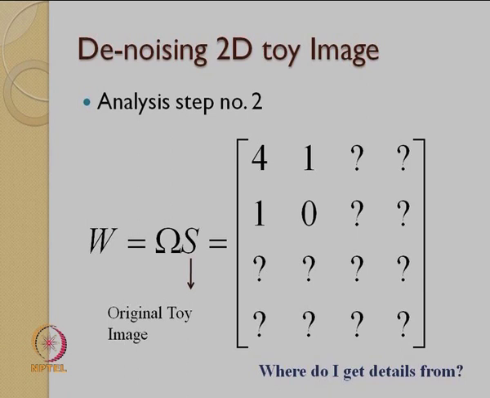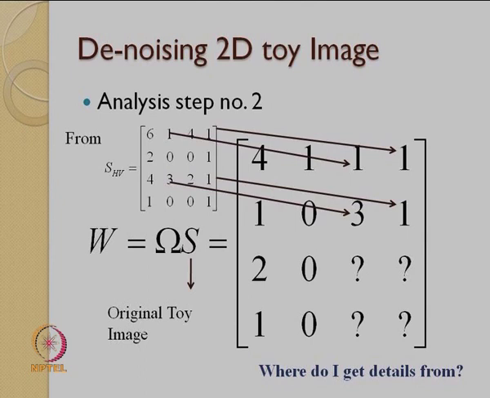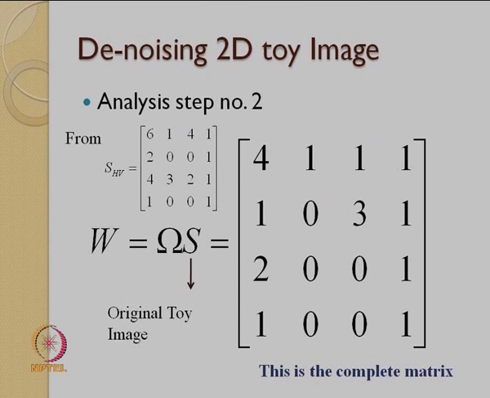And where exactly do I get my details from? Well, I will still get my details from this. And so, indeed, I can fill in the rest of the details, and it is going to look like this. So, this is the matrix that we have generated in the wavelet domain.